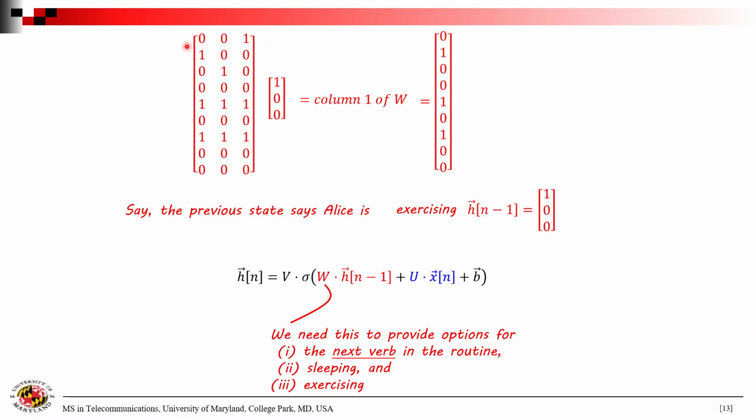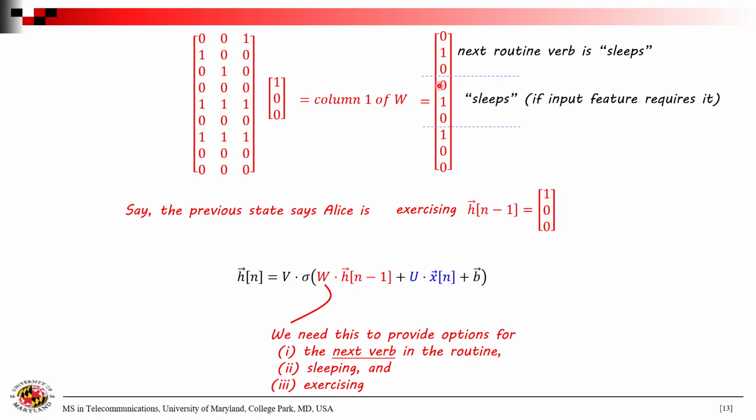We just can go ahead and copy this column 1 over here, and let's analyze what it does. The first 3 points are the next activity, the next verb in the routine, which is after exercising, it is sleeping, which is the 0, 1, 0, which is right there. But we also need options in case she woke up tired or woke up rested.